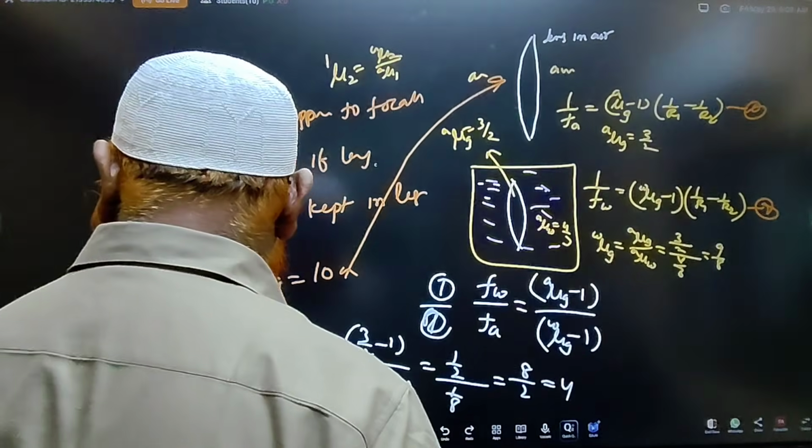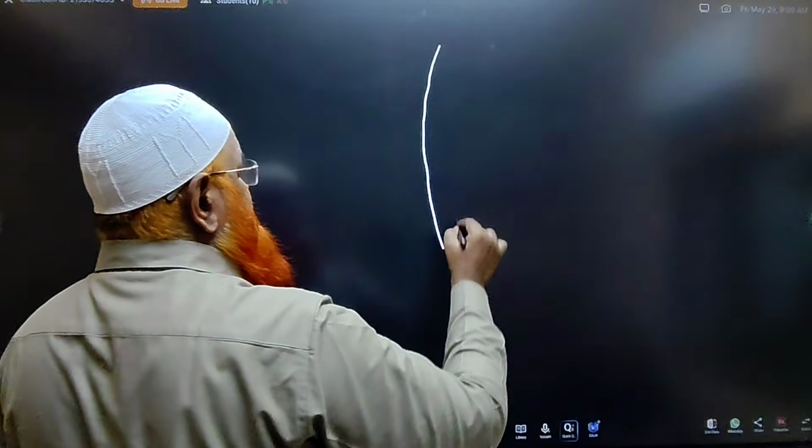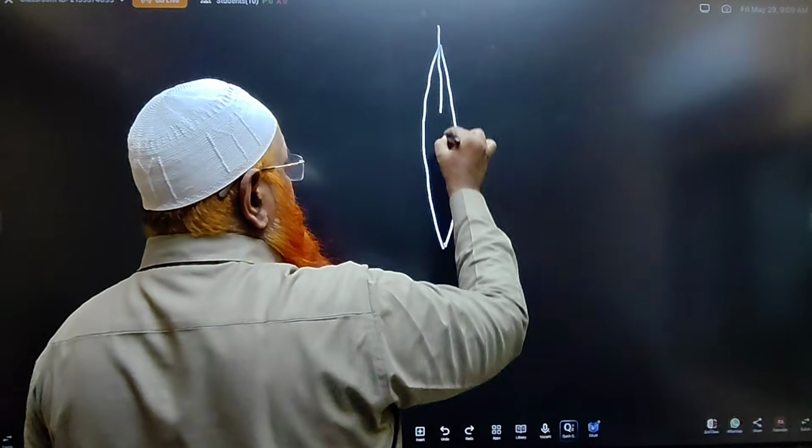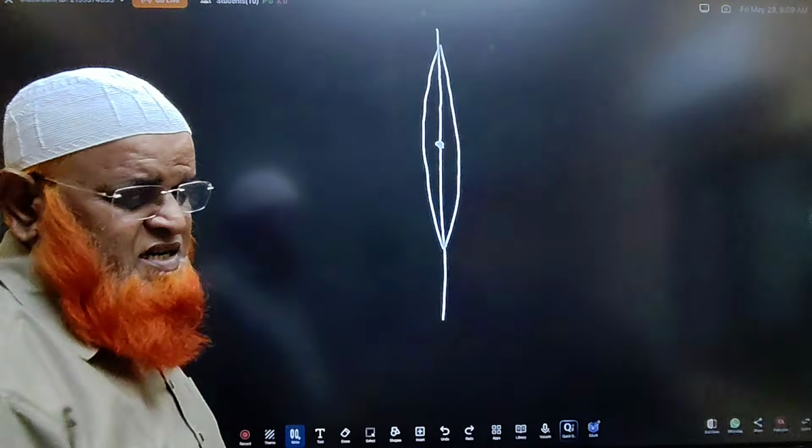Now one more thing is the cutting of a lens. If you take a lens like this and cut along the line which is passing through the optic center like this.